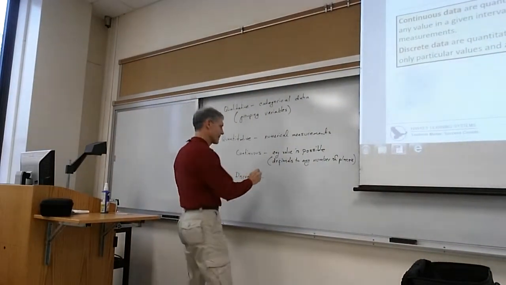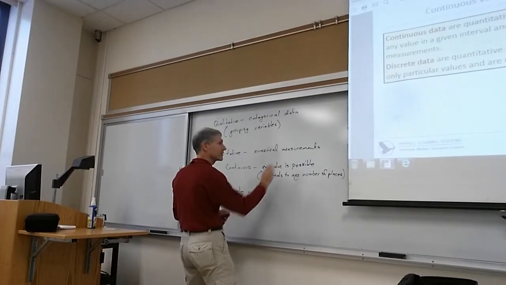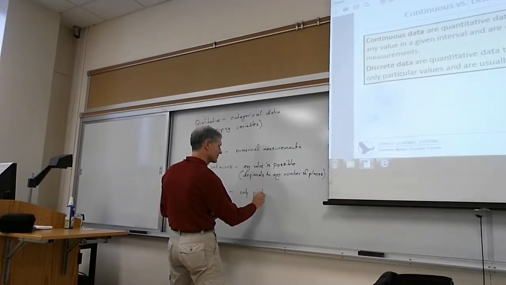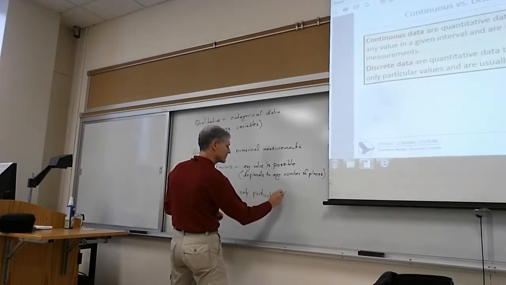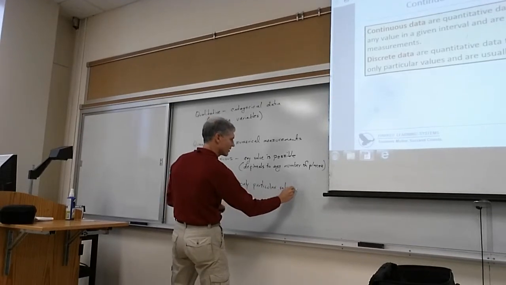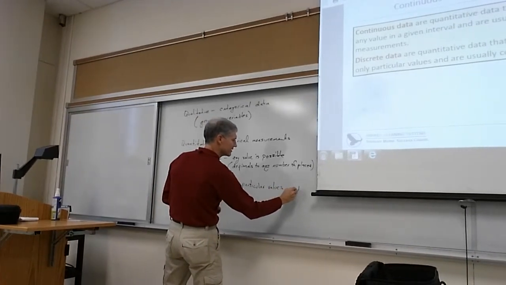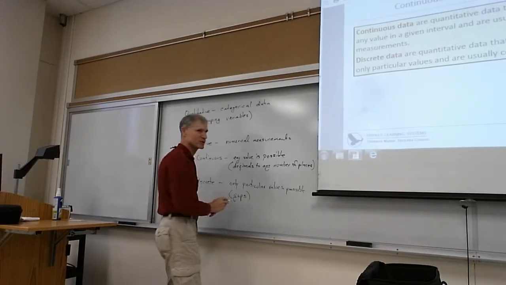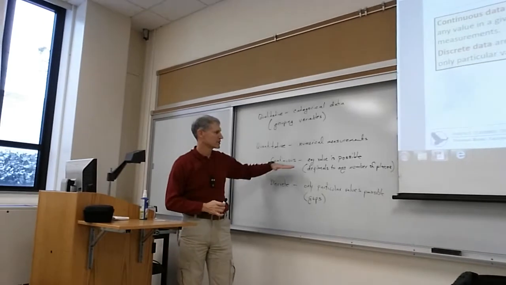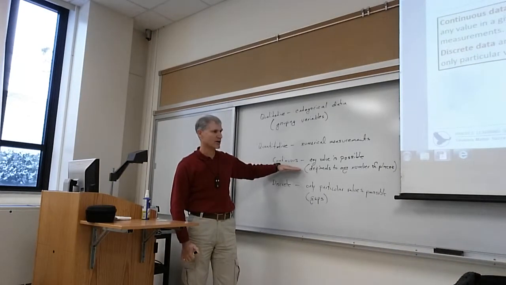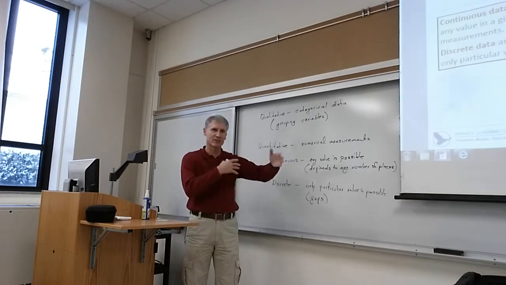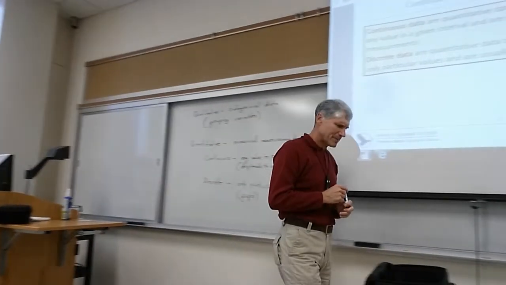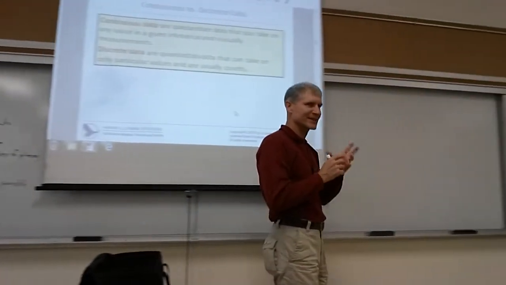So, discrete data is quantitative data where only particular values are possible. And it helps me to just think gaps. There's gaps between the possible values. At least theoretically, in continuous data, there are no gaps. Any value would fill in, right? But there's gaps here. Now, shoe size, I said, is kind of in the gray area.